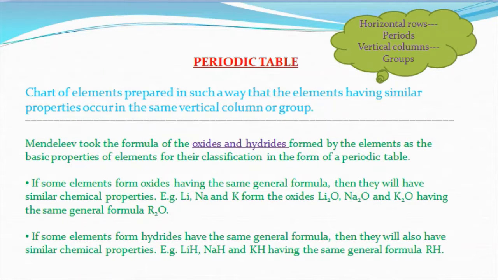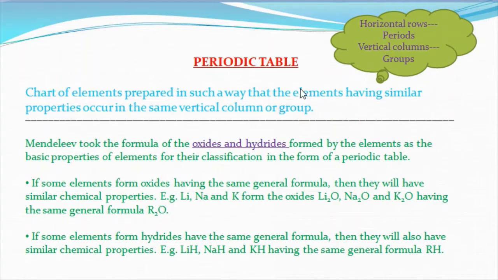Now, before we discuss Mendeleev's periodic table and a modern periodic table, we should know the meaning of the term periodic table. Periodic table means a chart of elements prepared in such a way that the elements having similar properties occur in the same vertical column or group.